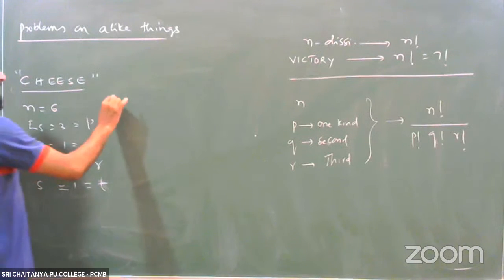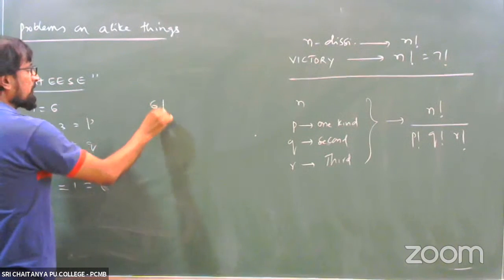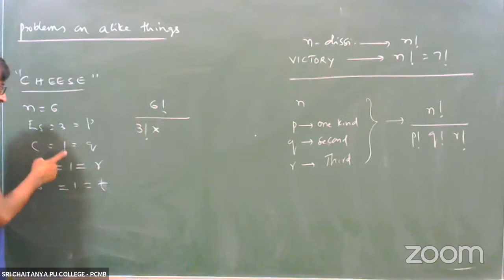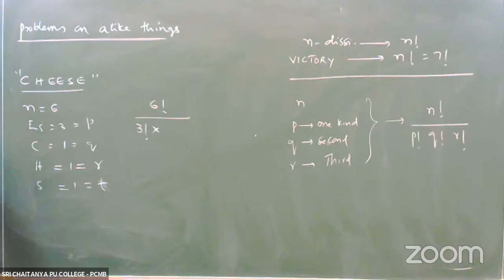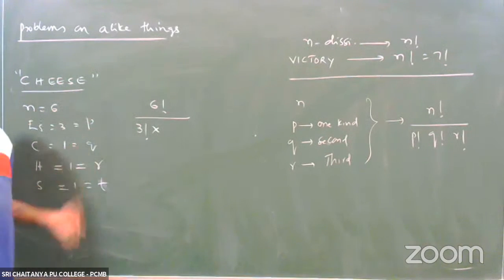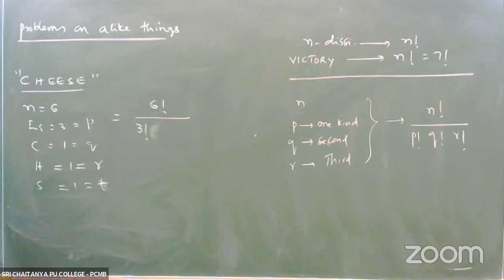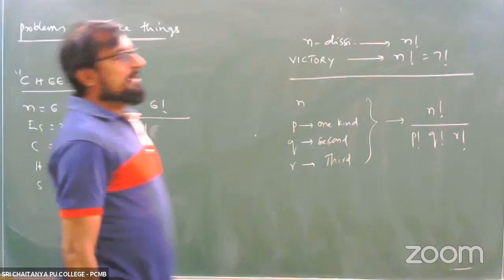So, according to our synopsis, it is 6 factorial upon 3 factorial into 1 into 1 into 1. Q factorial, R factorial, T factorial, 1 into 1 into 1, ignore it. So the required arrangements are 6 factorial upon 3 factorial. I conclude the problems on alike things.